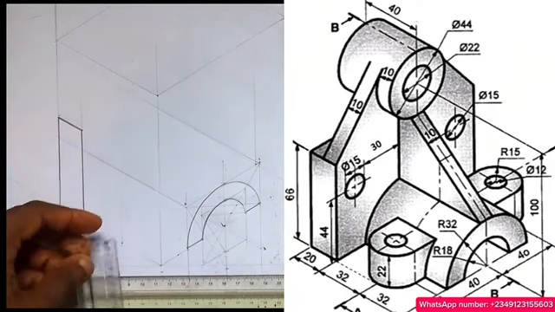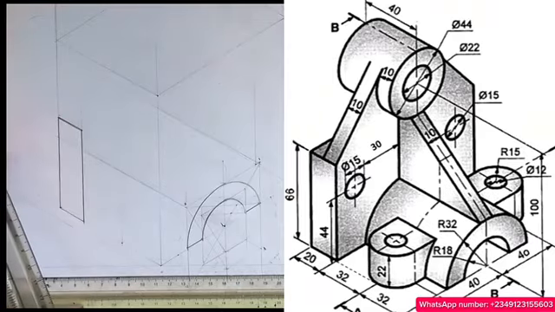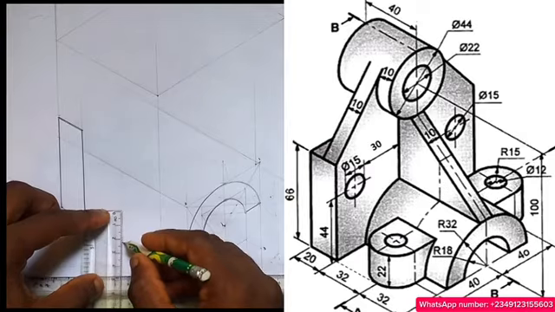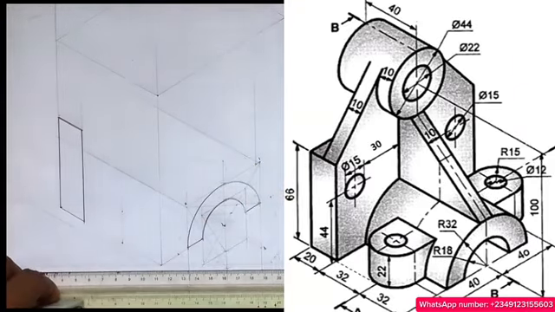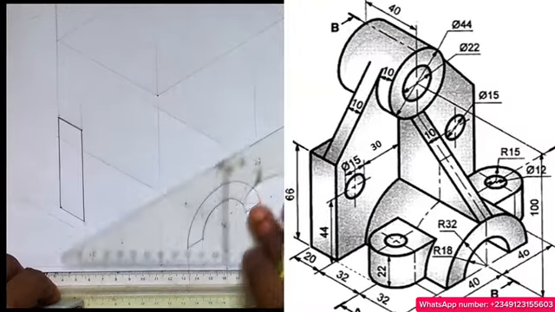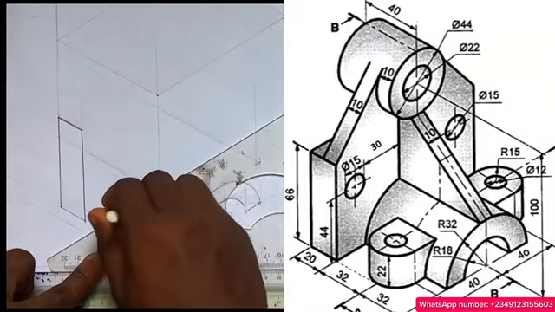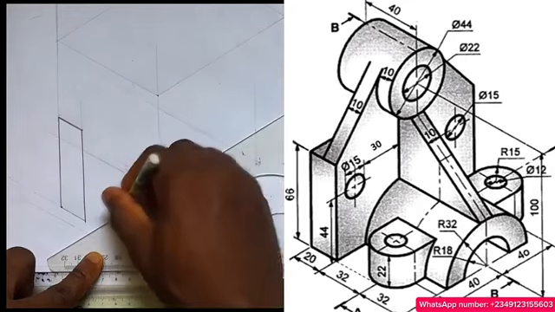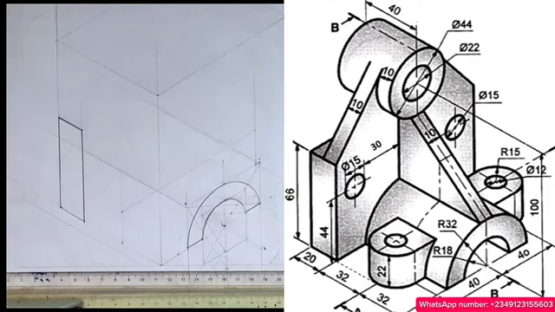So measure 22 upward. Then 22 from here to here, 22 upward, right? So I've gotten the height there. Then I'll take the height this way inward, to touch this one here. So I have this. This is the height of that curve, right?